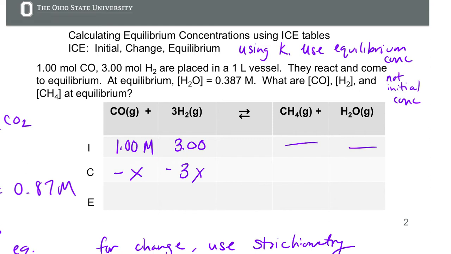So we have one, let's see. Okay, yes. And then when we form products, we're going to again use the stoichiometry. So we have plus some amount X for the methane and plus X for H2O. Again, stoichiometric coefficients of 1. All right. Make sense? Questions?